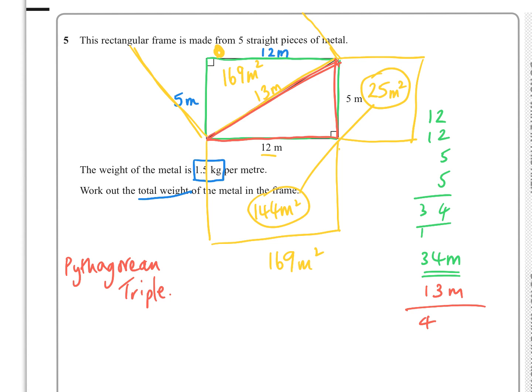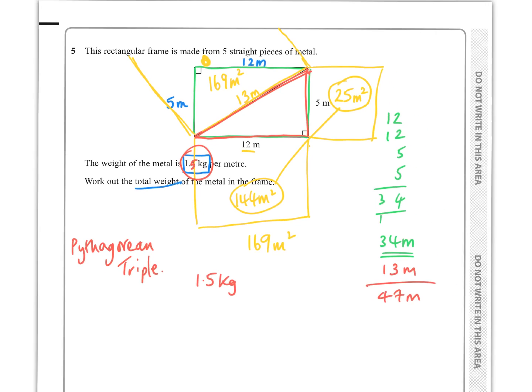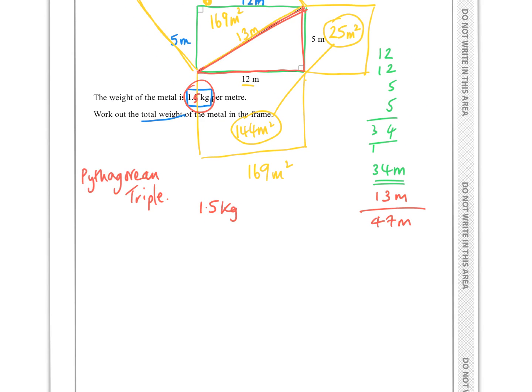So we've got 47 metres in total, and we know that each metre is 1.5 kilograms from our original question. So we've just got to multiply 47 by 1.5.